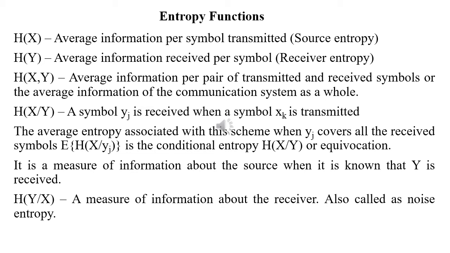H of X given Y we can define next. Consider a symbol yj is received when the symbol xk is transmitted. The average entropy associated with this scheme when yj covers all the received symbols, E of H of X given yj, is the conditional entropy H of X given Y or equivocation. It's a measure of information about the source when it is known that Y is received. H of Y given X is the measure of the information about the receiver and it is also called as the noise entropy.